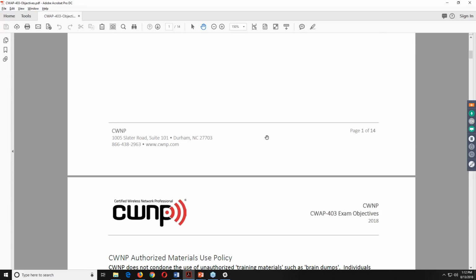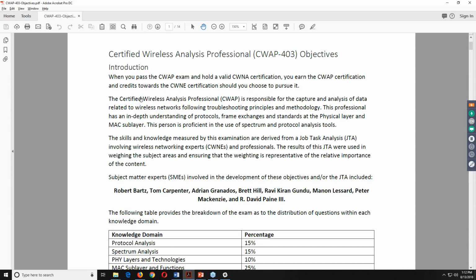So here's the actual objectives document. And you can see right here is that paragraph that is all about the job description. So that job description that I shared with you is available to you here. Okay. In addition, you can see the skills measured by this examination are derived from a job task analysis involving wireless networking experts, CWNEs, and professionals. The results of this JTA were used in weighing the subject areas and ensuring that the weighting is representative of the relative importance of the content.